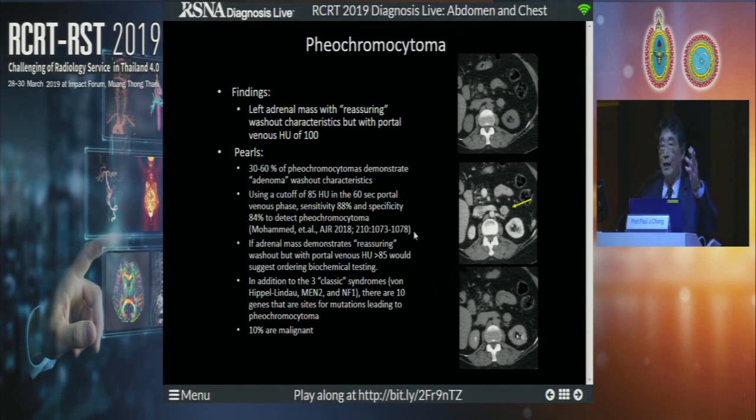Remember it. You don't have to throw it out. I just want you to add one more thing. Look at the portal venous. If it's 85 or above, say, you know what? You might want to check urinary catecholamines. You might want to get a blood test. You might want to check for a pheo.